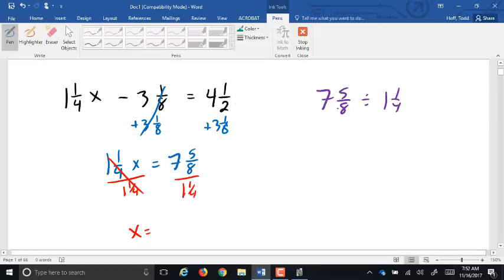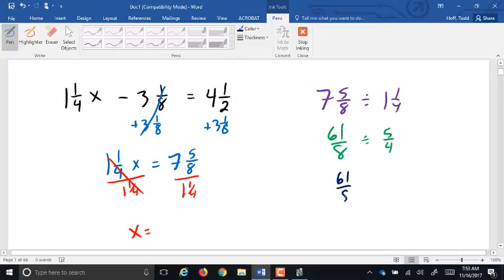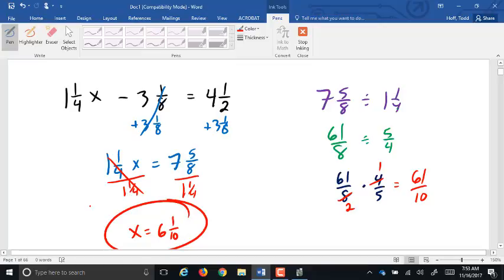Got to make them improper. 7 times 8 is 56. Plus 5 is 61 over 8. 1 times 4 is 4. Plus 1 is 5 over 4. The 61 over 8 stays the same. We're going to multiply by the reciprocal, so it becomes 4 over 5. 8 and 4 cross cancel to give me 1 and 2. So this is 61 over 10. 6 and 1/10.